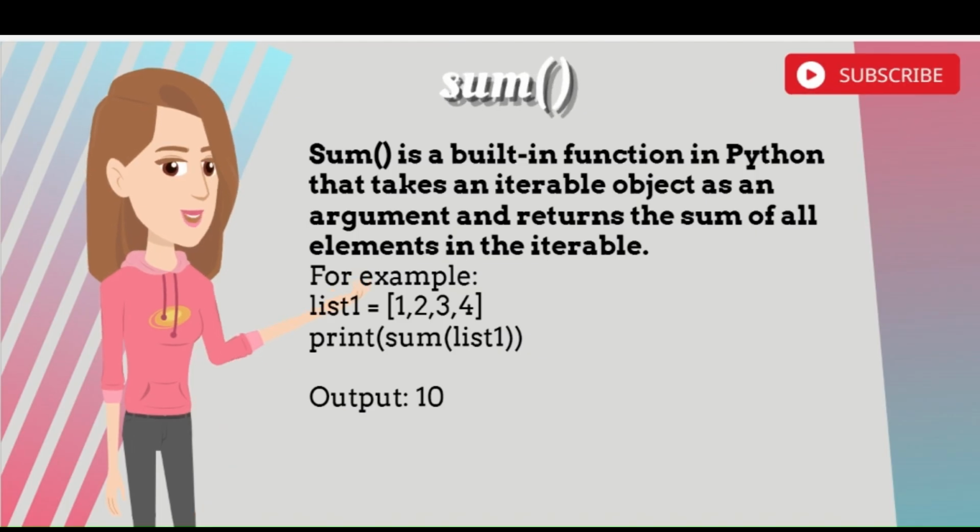Sum. Sum is a built-in function in Python that takes an iterable object as an argument and returns the sum of all elements in the iterable. For example, list1 = [1, 2, 3, 4]. Print sum(list1). Output: 10.